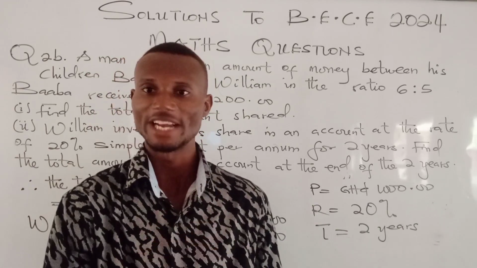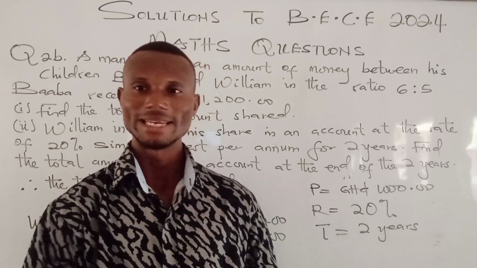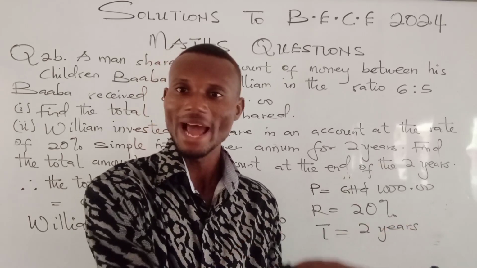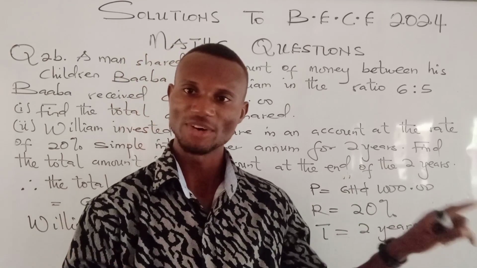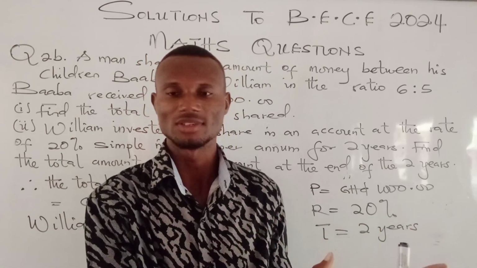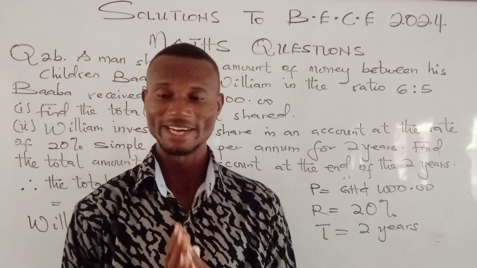So we have to calculate the interest, because the total amount will be equal to the amount that he deposited, which is the principal, plus the interest that he will get. When we add the principal plus the interest, it will give us the total amount that will be in his account at the end of the 2 years. I hope the explanation is clear enough.